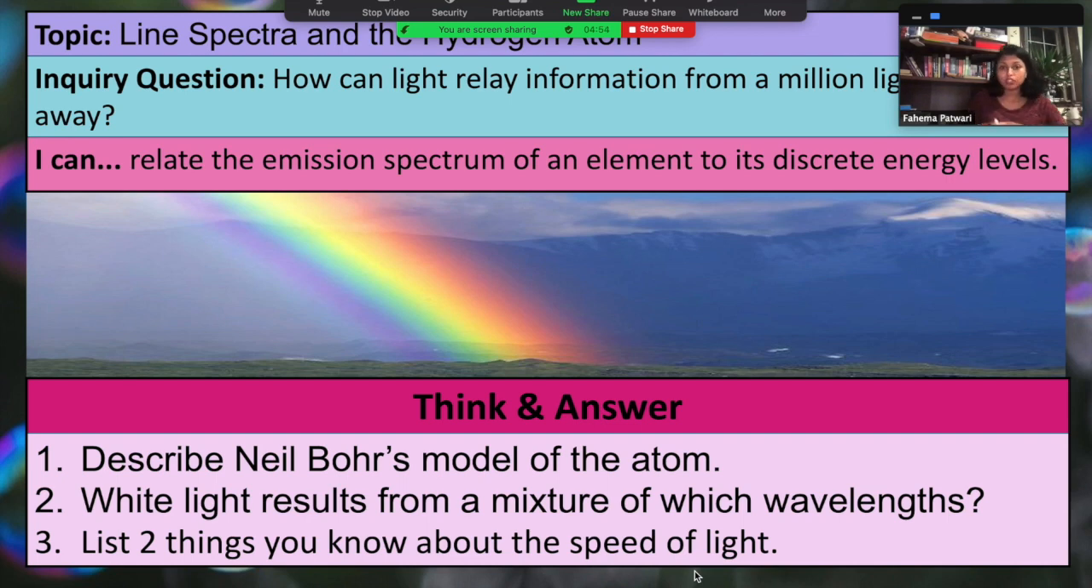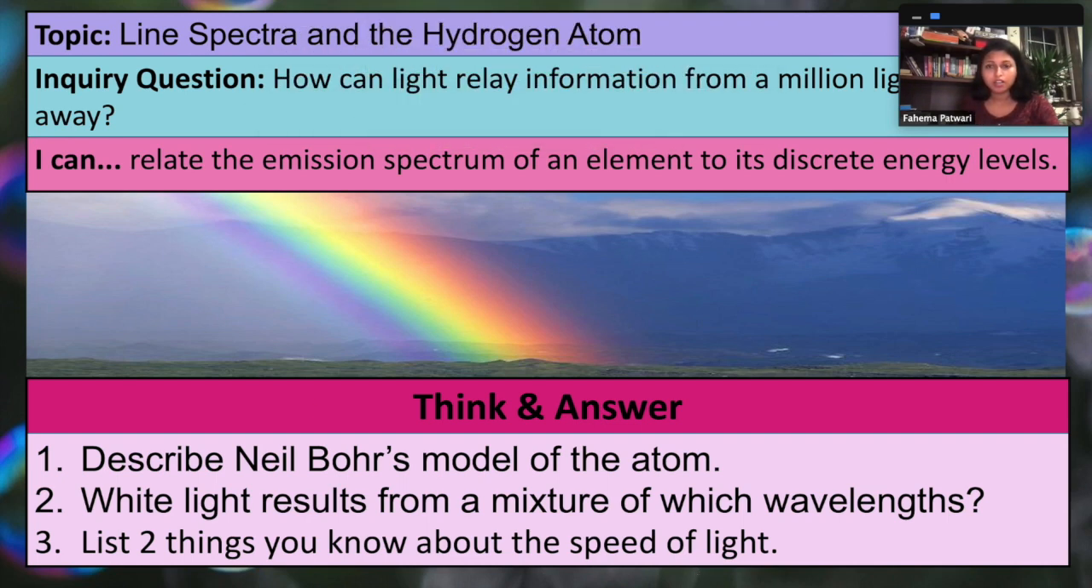Be on line spectra and the hydrogen atom. By the end of the lesson, you should be able to relate the emission spectrum of an element to its discrete energy levels. This statement will make much more sense at the end of the lesson.